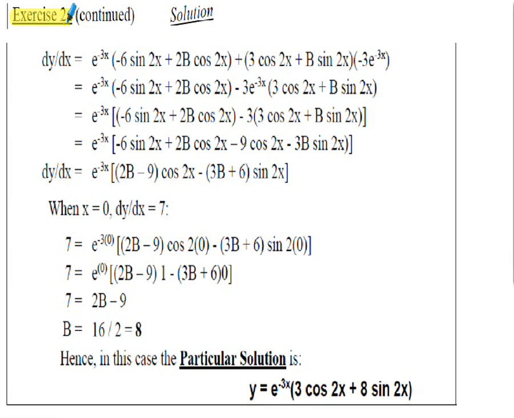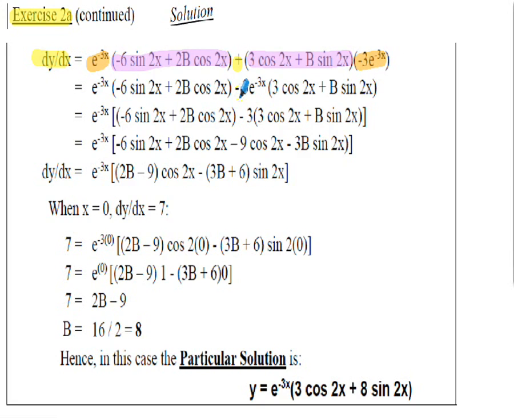Exercise 2a continued. So from the previous slide, we're now going to insert the u, the du dx, dv and the dv dx terms into our equation. So dy by dx, and from the previous slide, this was the u term multiplied by the dv dx term. We add to this the v term multiplied by the du dx term.